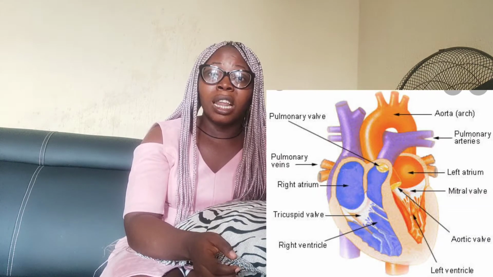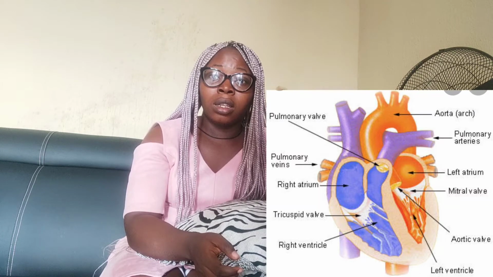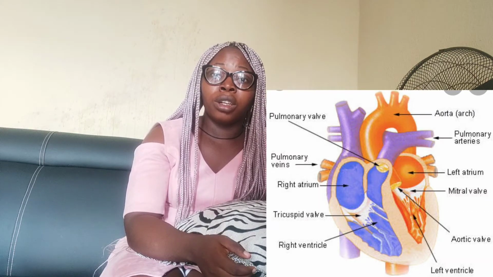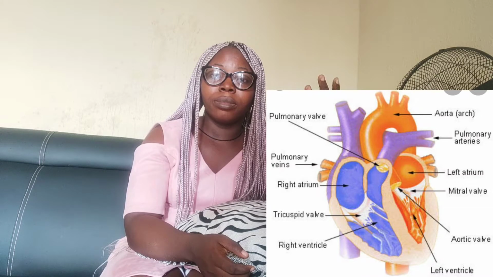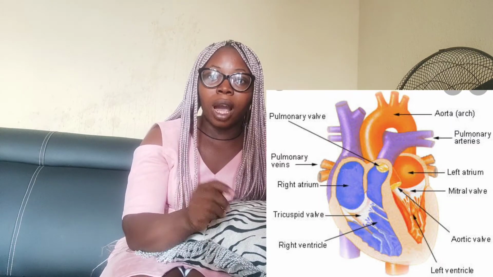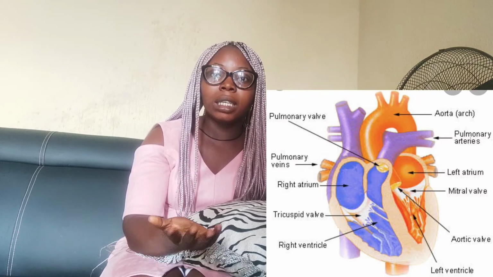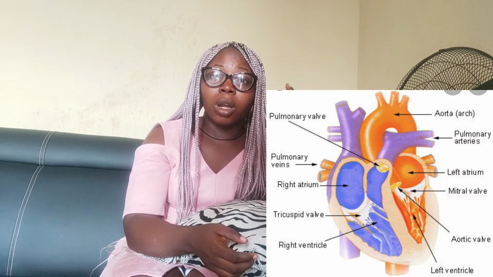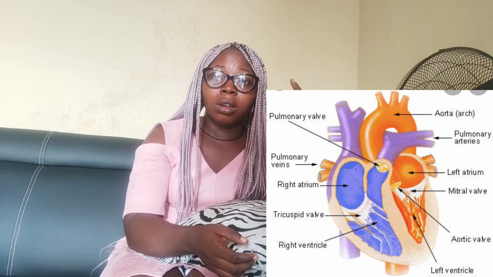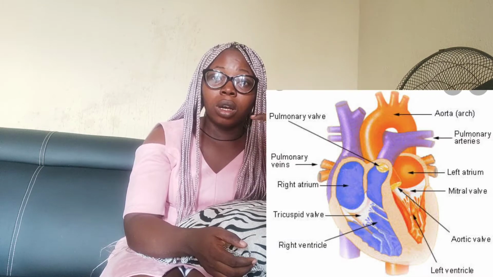The blood in the left ventricle passes through the aortic valve to the aorta, where it now enters the arch of the aorta and now circulates through the body. But we have three great arteries: the brachiocephalic artery, which divides into the right common carotid artery and right subclavian artery. We have the left subclavian artery, and we have the left common carotid artery.